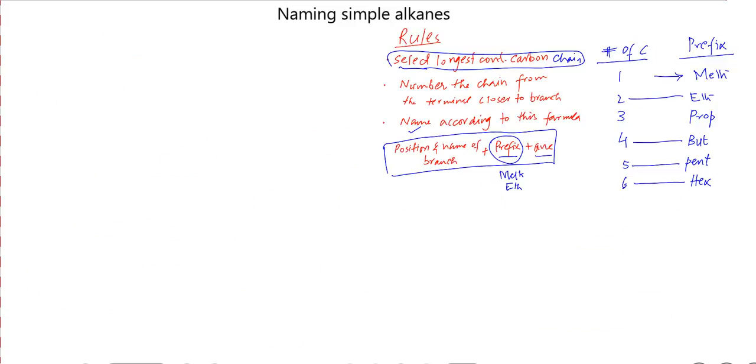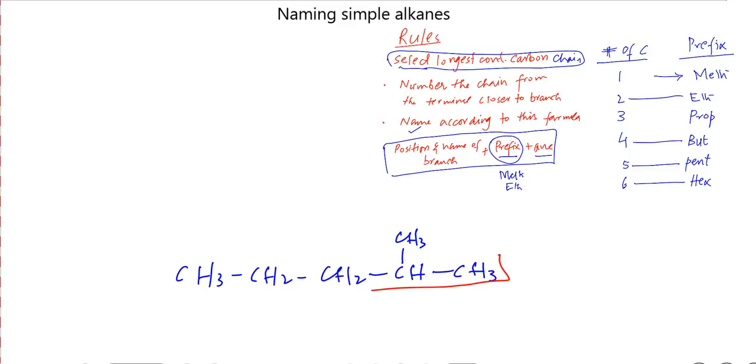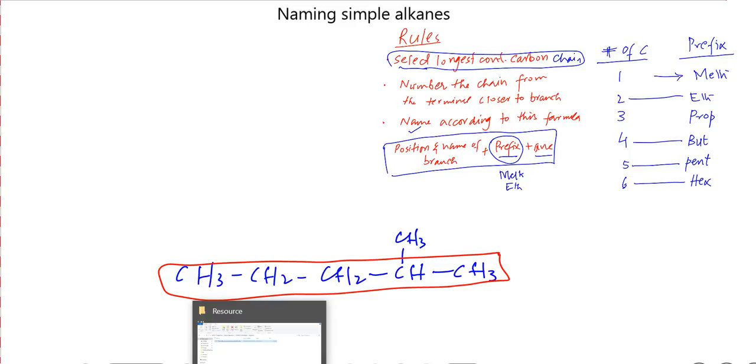Alright, say for example, you have a carbon chain CH3, CH2, CH2, CH, and CH3, and this is CH3. Now, the first rule is to select the longest continuous carbon chain. So I'll select this one. Continuous means when you're selecting it, you don't want to break it.